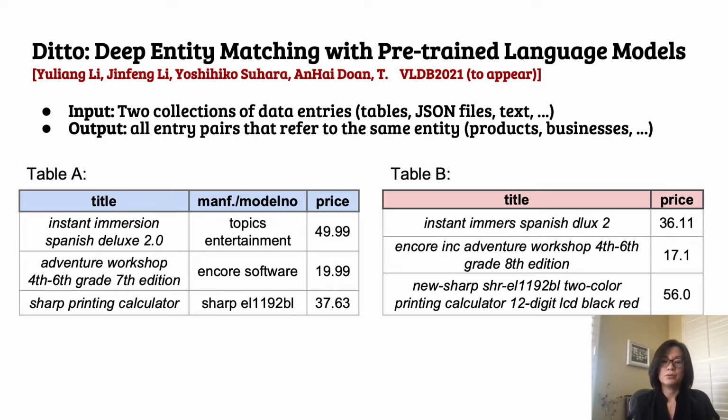And here are two collections of data, two tables in this case, where one table has 3 columns and the other table has 2 columns. And the goal is to find out which pairs, one from each table, refer to the same real-world entity.